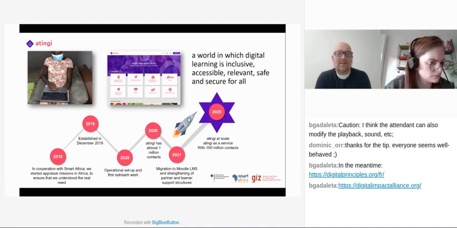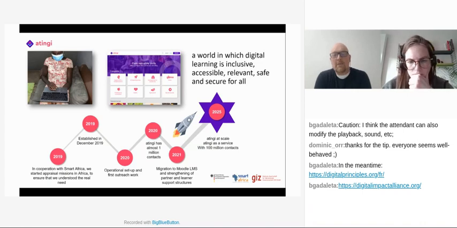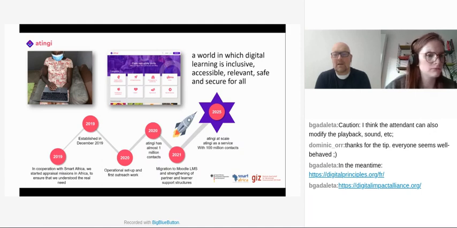I'd just like to mention briefly, a world in which digital learning is inclusive, accessible, relevant, safe, and secure for all. Of course, we could have said just learning, but especially in reviewing what's been happening in the last year in many countries, including, I would say, Germany, digital learning, because of the technical side, often has many other restrictions which should be thought about. So I think it's very important that we've emphasized digital learning.